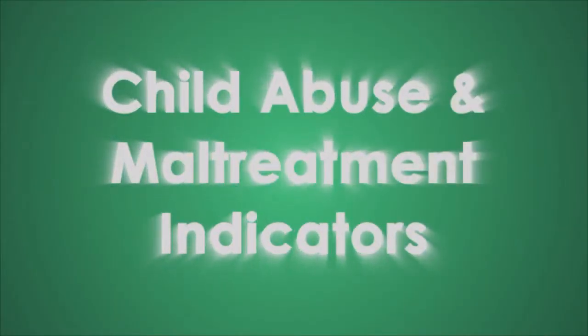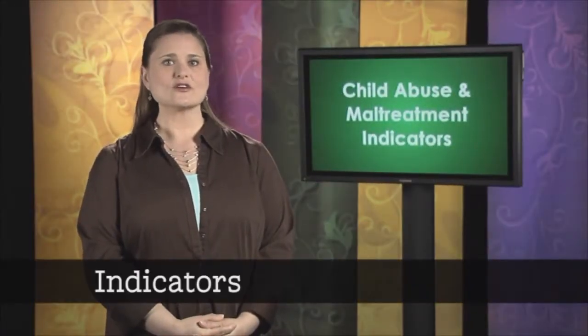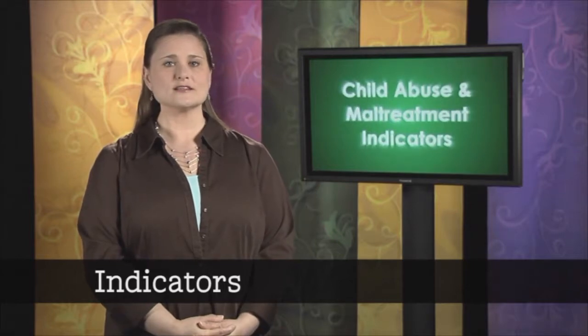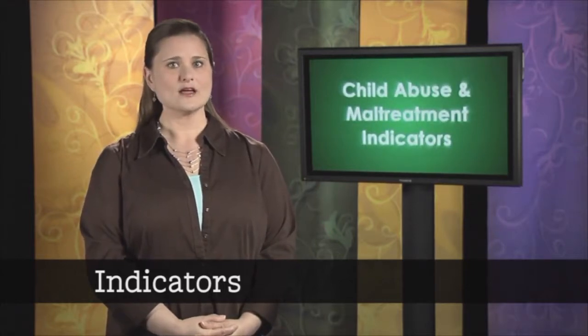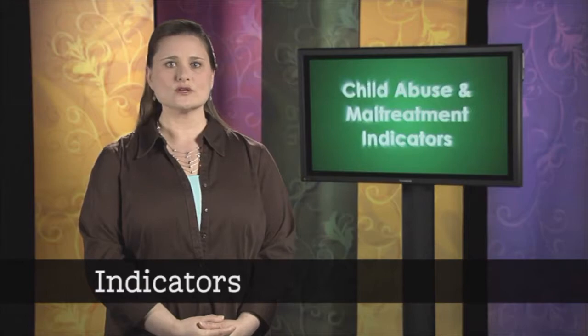When it comes to child abuse or maltreatment, there are some specific things to look for called indicators. Indicators are physical and behavioral signs exhibited by children and parents that may indicate that abuse or maltreatment is taking place. Let's hear more. So Brian, can you give us a few examples of physical indicators of child abuse?